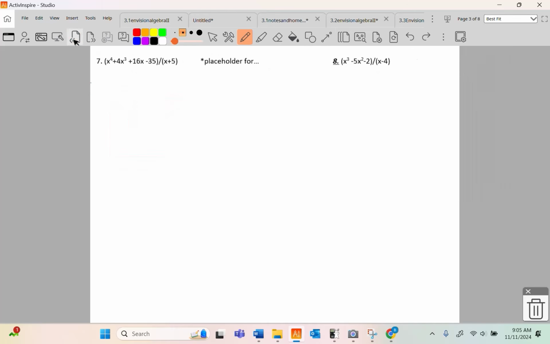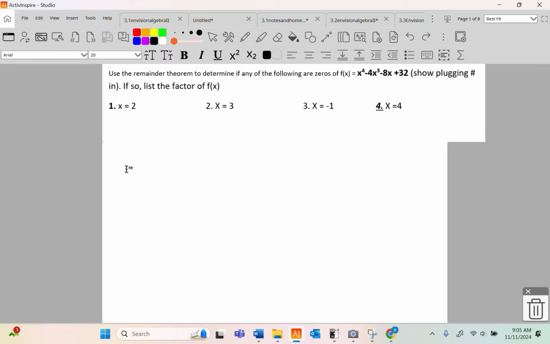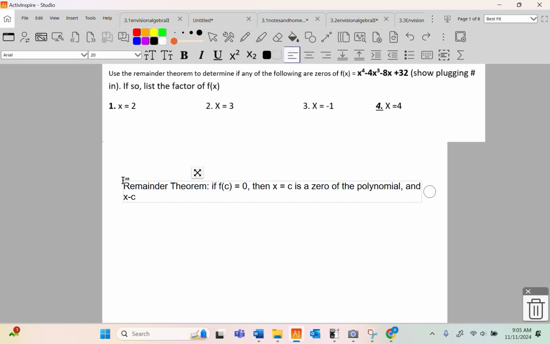So this is the section on synthetic division. Synthetic division is kind of weird, but first off, we have what's called the remainder theorem. The remainder theorem is pretty simple. It says if f of some constant c is 0, then x equals the constant is a 0 of the polynomial, and x minus c is a factor.